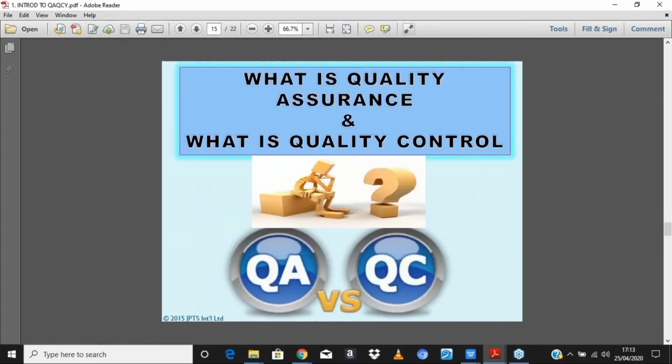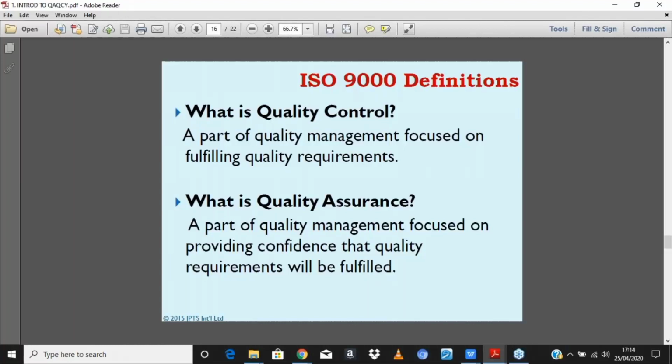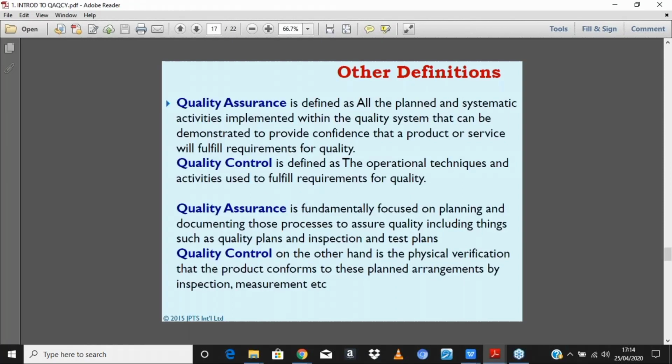So let's quickly look at quality assurance and quality control, and tell them apart. Okay. Now let me give a very comprehensive definition. Quality assurance is defined as all planned and systematic activities implemented within the quality system that can be demonstrated to provide confidence that a product or service will fulfill quality requirements. While quality control is just the physical verification that the product conforms to the planned arrangement.